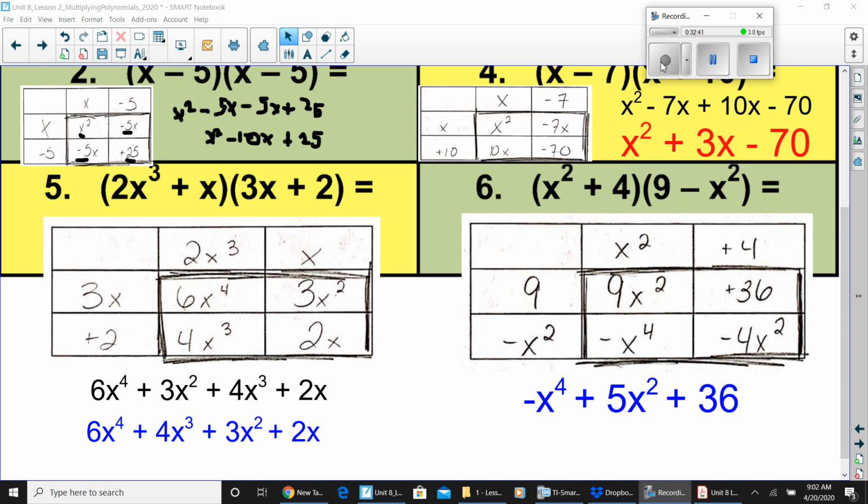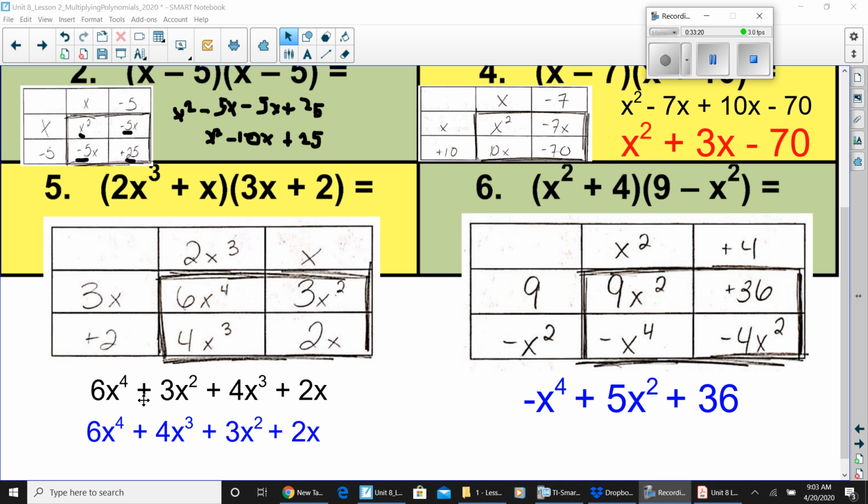Okay, for number 5, you have that 2x to the third on the top, using the box method, 2x to the third plus x here, right? And then you put this 3x and this plus 2 here. You do 3x times 2x to the third, like I was mentioning, it is 6x to the fourth. 3x times x is 3x squared. 2 times 2x to the third is 4x to the third, and then 2 times x is just 2x. Line them up just like this. You see, I take them out. 6x to the fourth, 3x to the second, 4x to the third, and 2x. This is not in standard form.